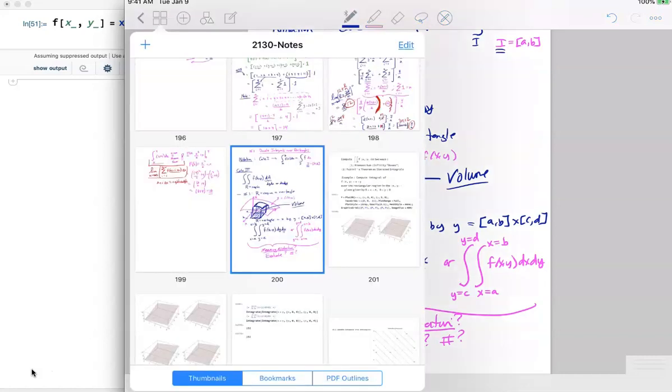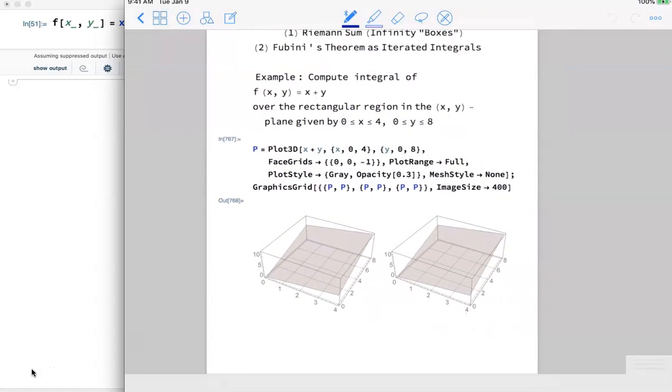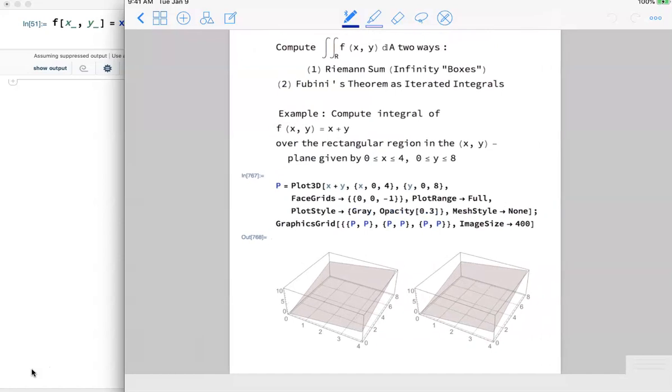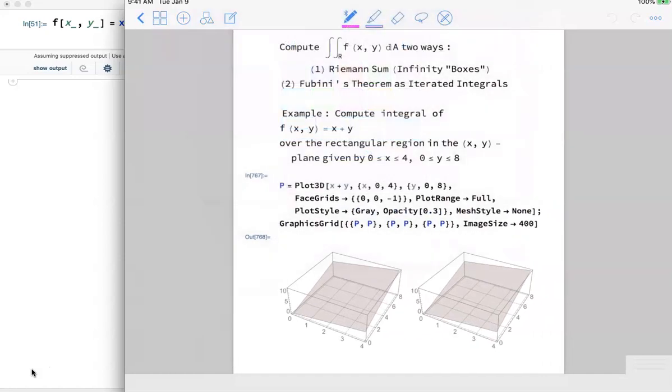Okay, we have in this picture a function that has been given to you. So I'm giving you the function that f of x y is equal to x plus y. And it looks like we've been given the rectangle. x is going from 0 to 4 and y is going from 0 to 8.